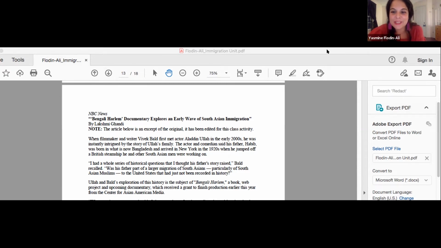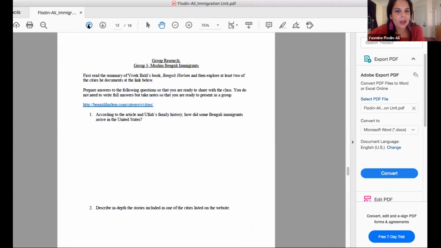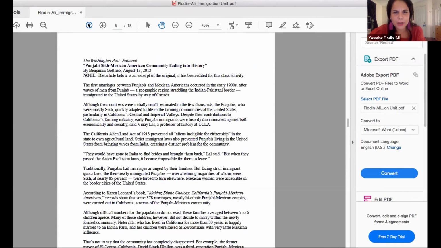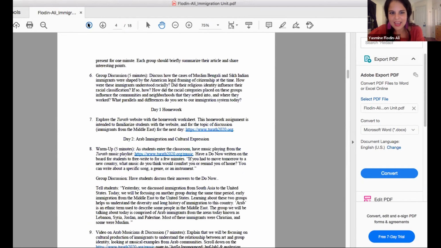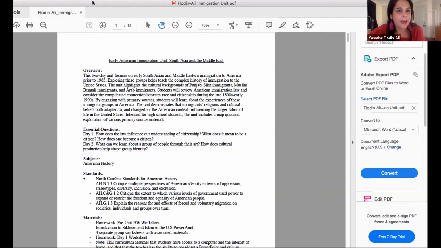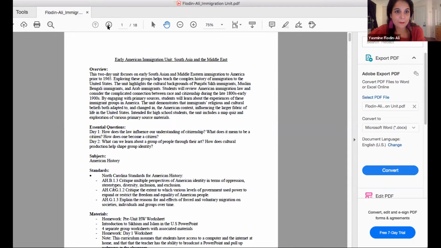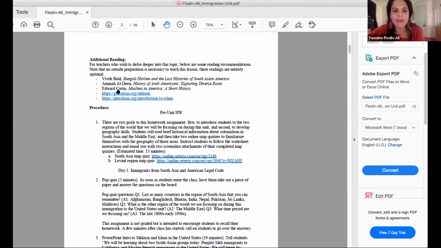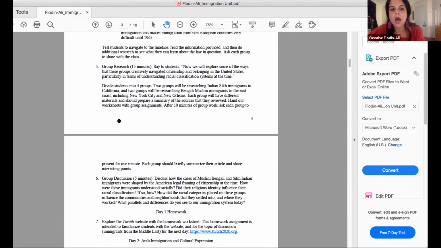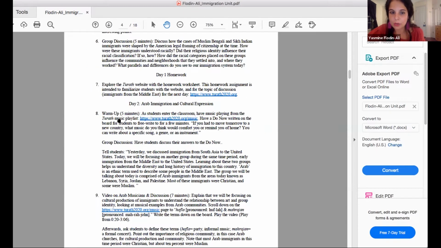So we're going to be looking at a website called Turath. I'm curious if anyone's used Turath so far. It's based out of NC State. It's a wonderful, wonderful website. They did an amazing job with it. That's all focused on the history of Arab Americans in the US. So I'm going to pull it up here.